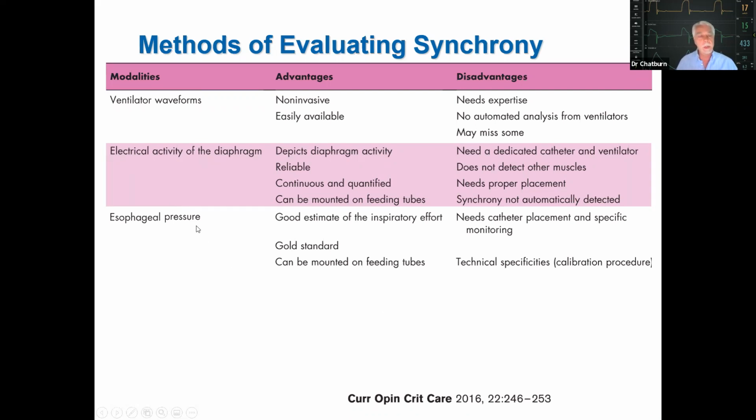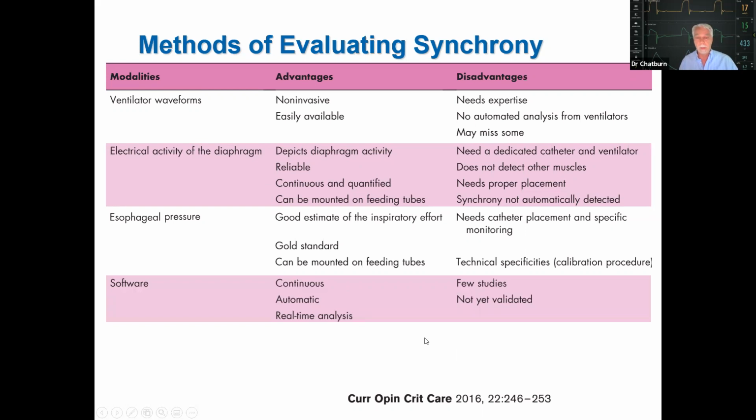Another gold standard that you can use is esophageal pressure, and more ventilators nowadays are coming with modules that will allow you to place a standard esophageal catheter into any patient and then take that pressure and put it into a port on the ventilator, and it will display the esophageal pressure for you and give you waveforms and do calculations. And that's a really good way to go as well.